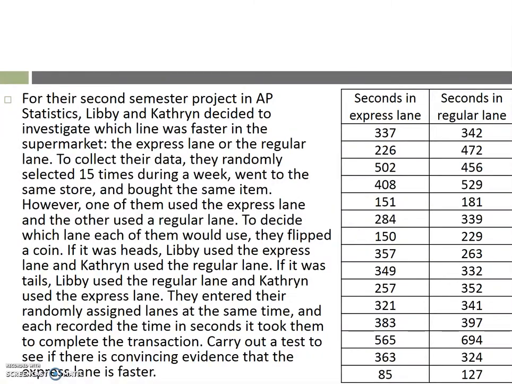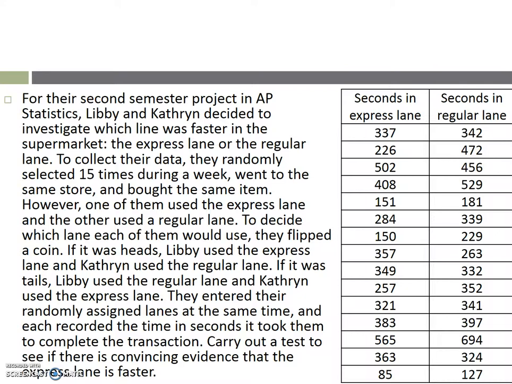So we're going to walk through an example together. Make sure you have your calculator out. For their second semester project in AP Statistics, Libby and Catherine decided to investigate which line was faster in the supermarket, the express lane or the regular lane. To collect their data, they randomly selected 15 times during a week, went to the same store, and bought the same item. However, one of them used the express lane and the other used a regular lane. To decide which lane each of them would use, they flipped a coin.